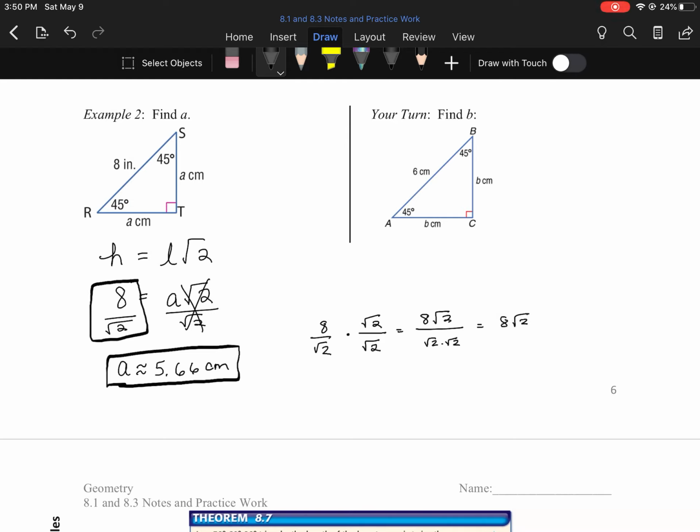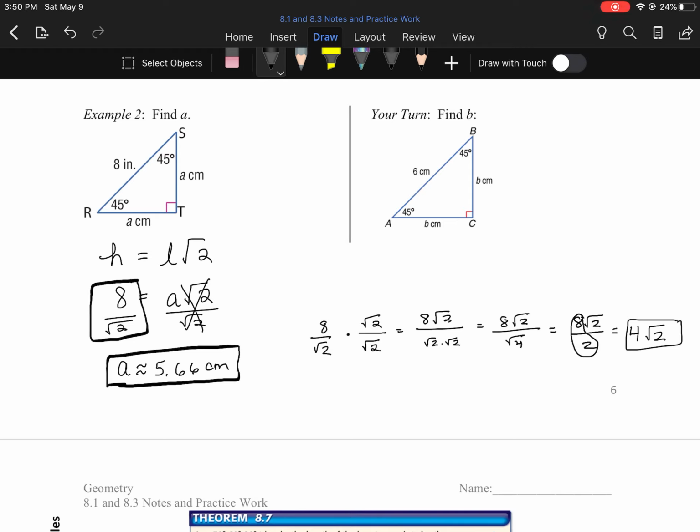And you're thinking, well, Miss Egger, the square root of 2 times the square root of 2, that's the square root of 4. If I can write a 4 in there. And then the square root of 4, that's just 2. Now look, I have an 8 and a 2 outside of my radical, so we can simplify that. 8 divided by 2 is 4. So the best answer would be 4 root 2.